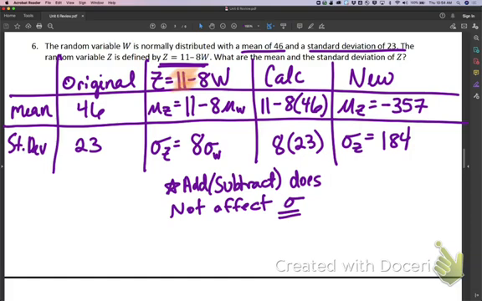Again, if you want more information on this or you want to review your notes for this, this is under 6.2 as well.